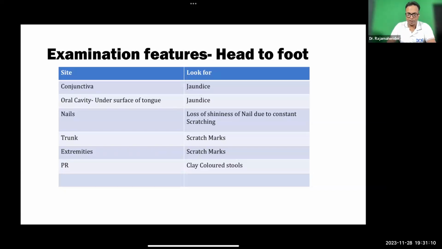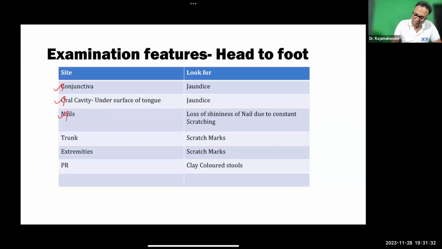So the moment you see an obstructive jaundice patient, you should examine for jaundice in the conjunctiva, oral cavity, the undersurface of the tongue, and nails. In the nails, you should not only look for jaundice. There is another interesting point known as shininess of the nail. Why? Because of continuous scratching of his abdomen all the time, his nails will be shiny, shining nails.